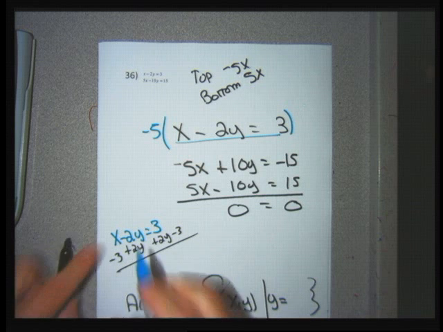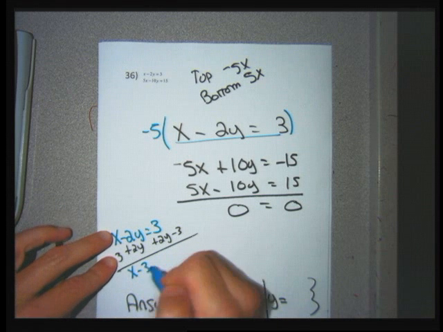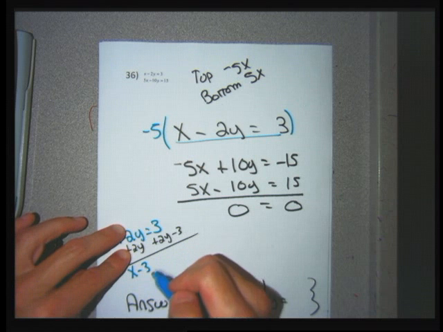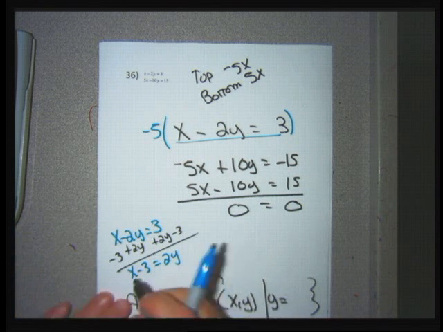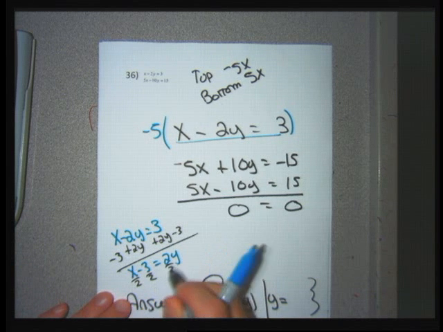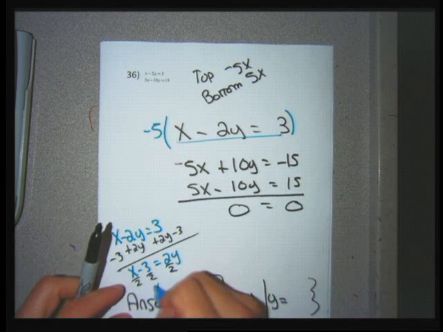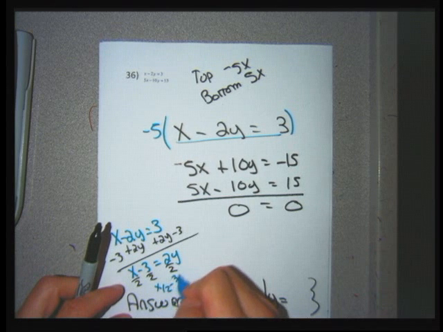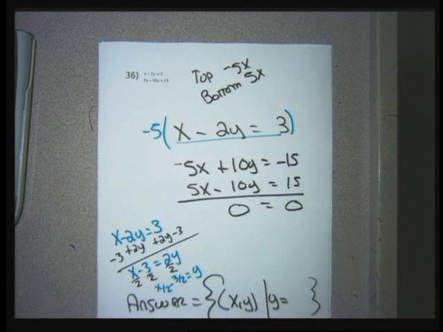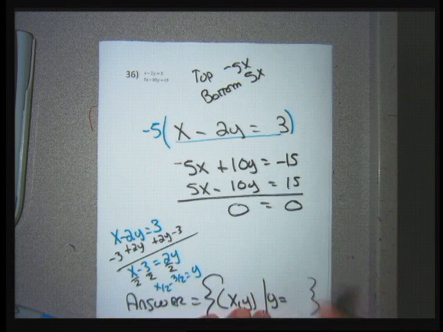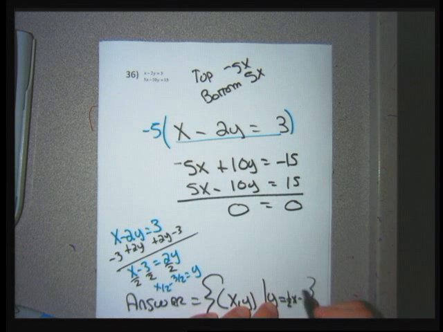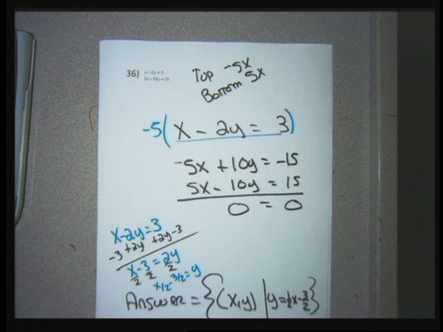On the left side, if I subtract 3, I'm left with x minus 3. Add 2y, the y's cancel. On the right side, add 2y, subtract 3, I get 2y. Now I'm going to divide everything by 2. And I'm going to get x over 2, which you can write as 1 half x, minus 3 halves, equals y. So next to this y, I could write exactly that, or I could write 1 half x minus 3 halves. Either form is the same, and that would be a perfect answer for 36.